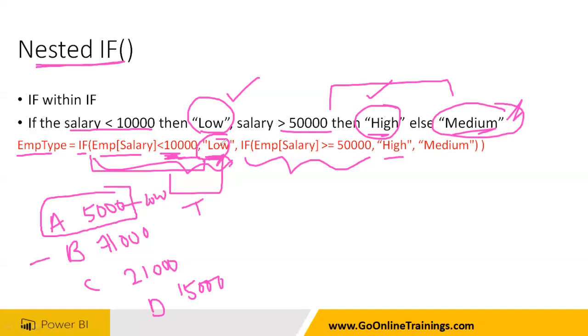Now let us verify for this. It will go there and verify, is it lesser than 10,000? The answer is no. If the answer is no, this is the false block. If the condition is true, this will get executed, right? If the condition is false, this one will get executed. But in this, again, there is a condition. So it is going to verify if the salary is greater than 50,000. Yes, this is true. If it is greater than 50,000, this will get executed, because it is 71,000. Now it is high. You will be able to get high.